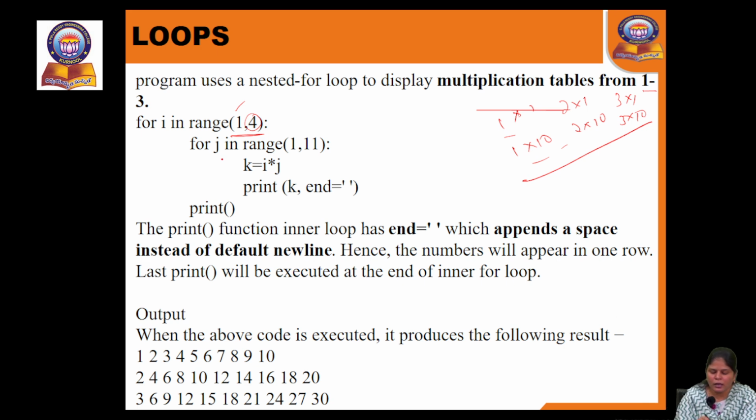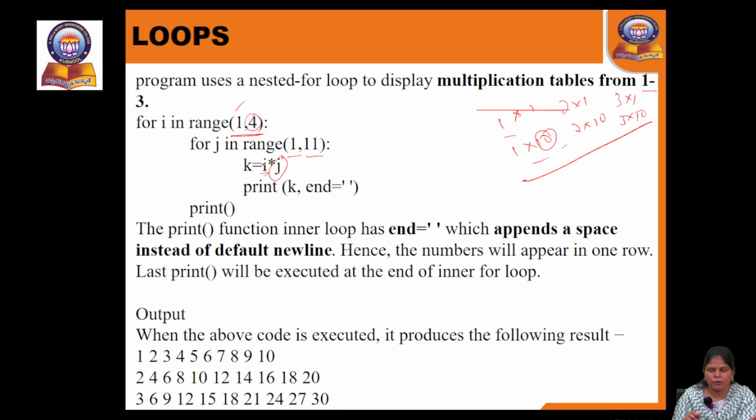Next I have to iterate the multiplication table from 1 to 10. So within the inner loop I have considered 1 comma 11. 1 into 1, 1 into 2, 1 into 3 up to 1 into 10 I have to go, so the last value I have taken is 11. Right? So k equal to i into j. What is the k value? 1 into 1 is 1, 1 into 2 is 2, 1 into 3 is 3, 1 into 4 is 4.